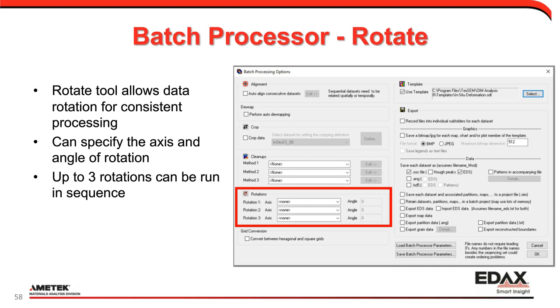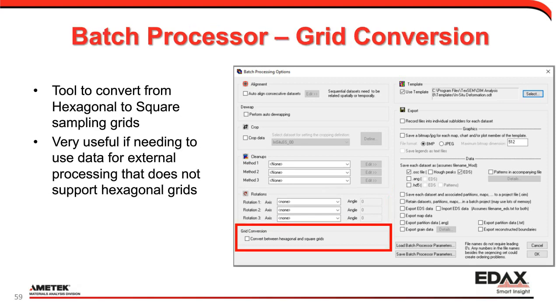This next one is a feature to convert from a hexagonal to square grid. Our sampling is hexagonal by default to give us 6 equidistant neighbors, which leads to better misorientation type analysis. But there are times that other data processing packages don't support it and people want a square grid. So we have a little converter that goes from hexagonal to square. Again, that's really convenient when you run into the problem.